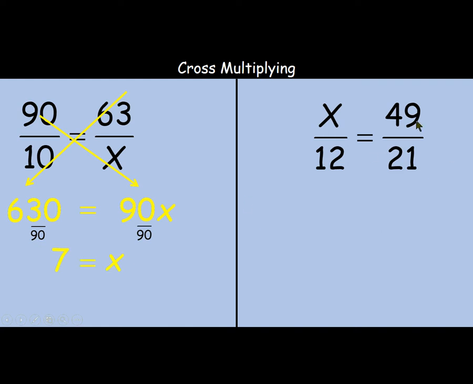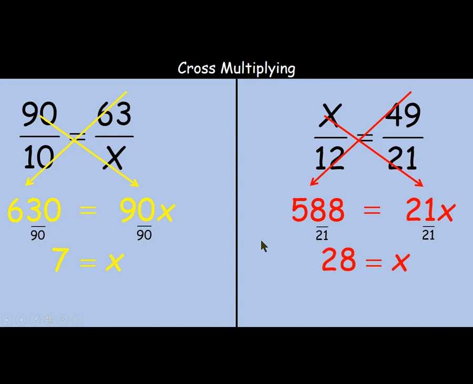So the problem on the right, you should have done x times 21 to get 21x, 49 times 12, which gives us 588. Set them equal to each other, and divide both sides by 21, in which case we get 28 for x.